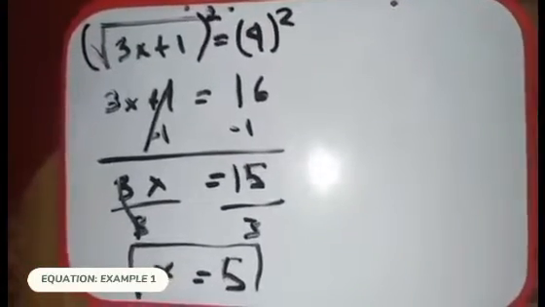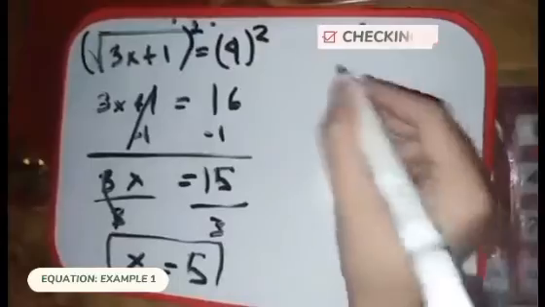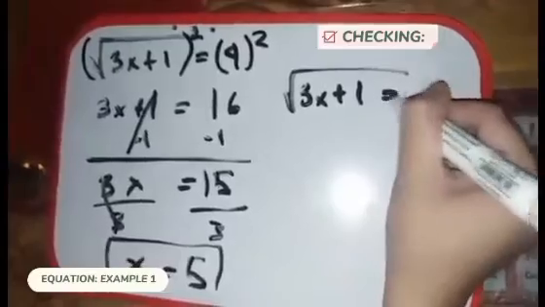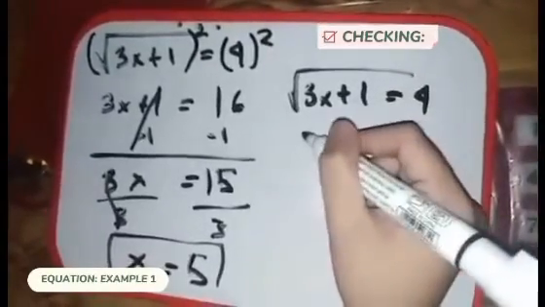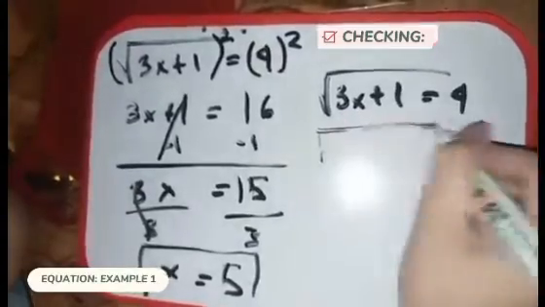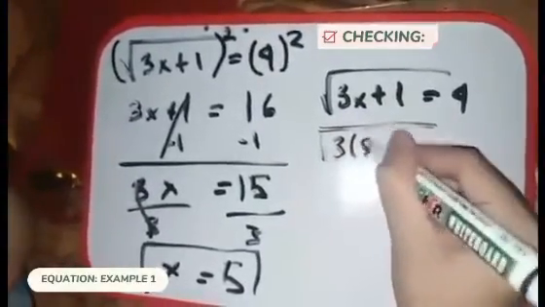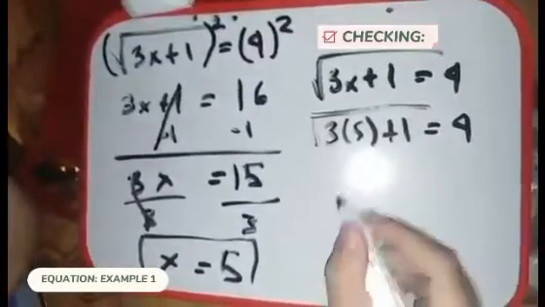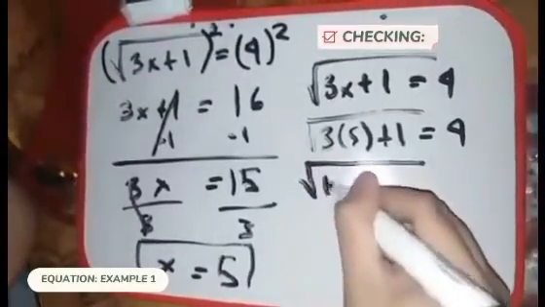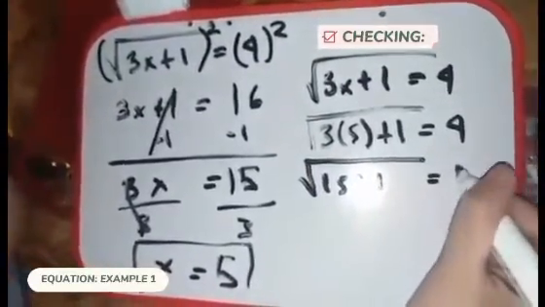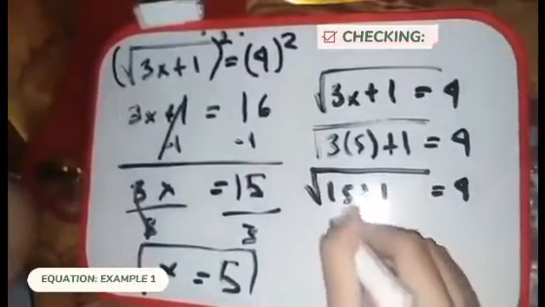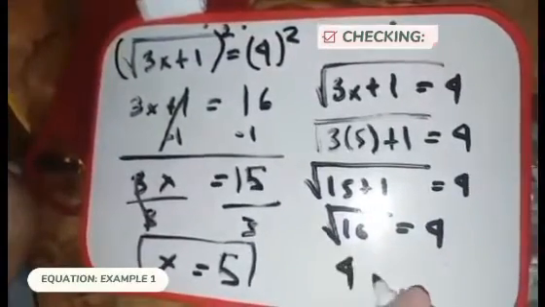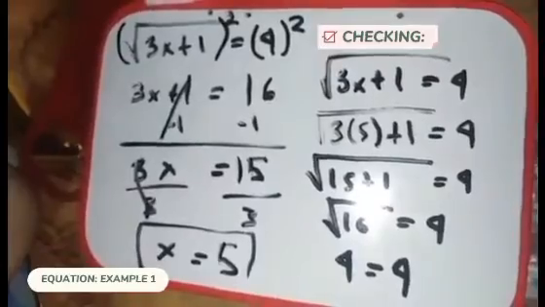And if you want, check your work. Square root of 3x plus 1 equals 4. Square root of 3 times 5 plus 1 equals 4. Square root of 15 plus 1 is equal to 4. And square root of 16 equals 4. 4 equals 4. So 5 is the correct answer.